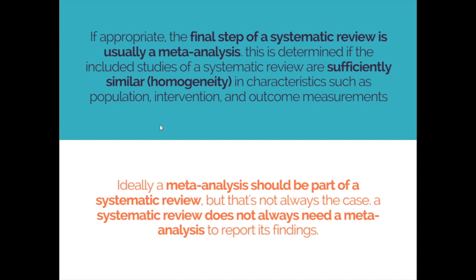But this is determined by whether the included studies of the systematic review are sufficiently similar. So the studies in the systematic review must be similar in population, intervention, and outcome measurements and timing. They must be similar enough in order to qualify for a meta-analysis. But if they're not, then the systematic review can still show the results of the data, just not in a meta-analysis. Ideally, a meta-analysis should be part of a systematic review, but that's not always the case. And a systematic review doesn't always need a meta-analysis, as I said earlier, to report its findings.